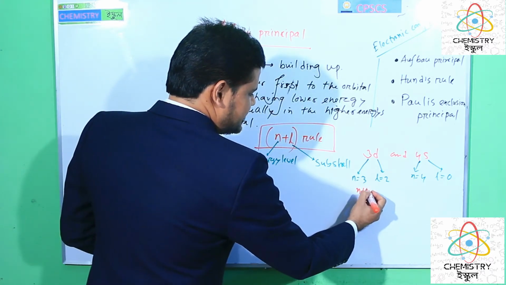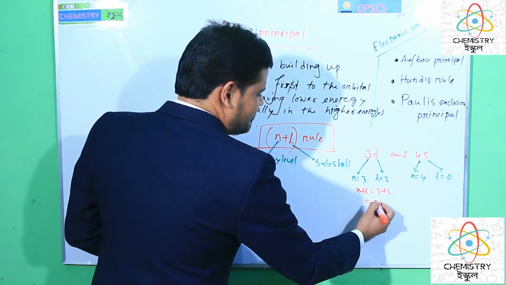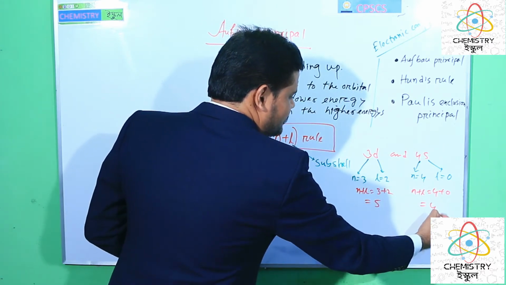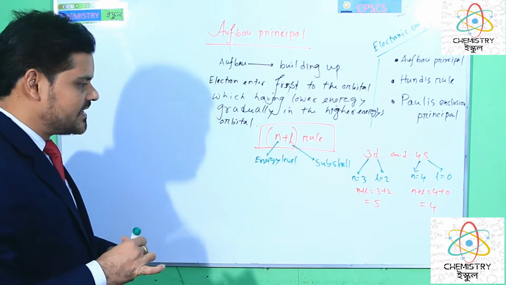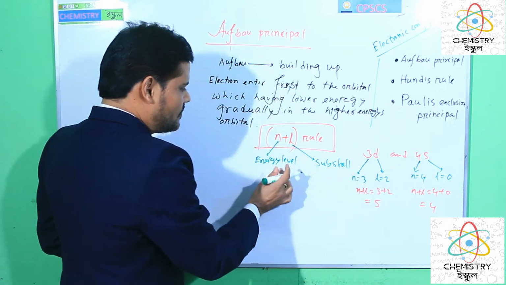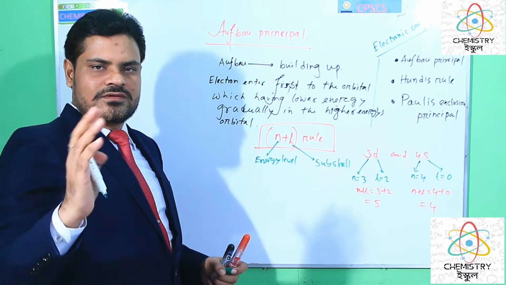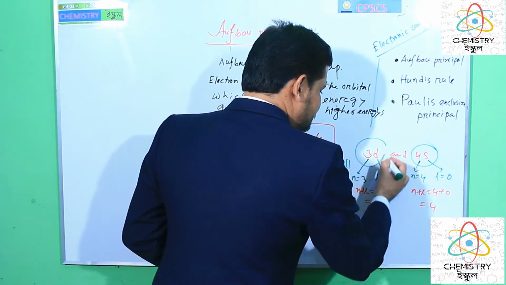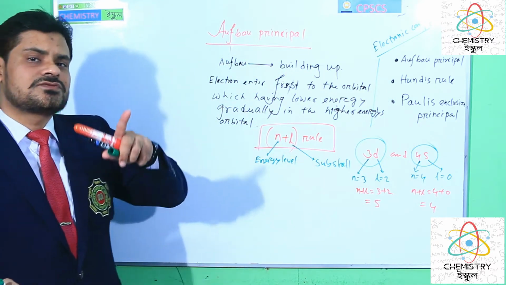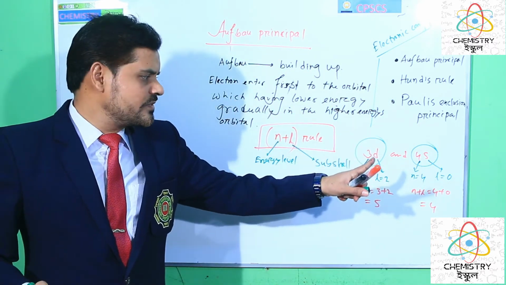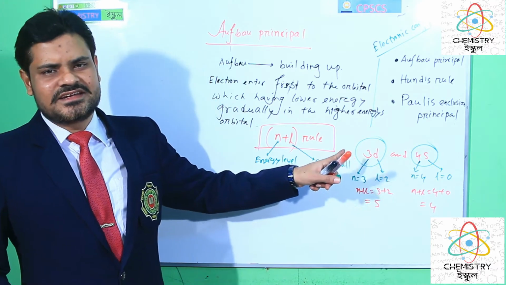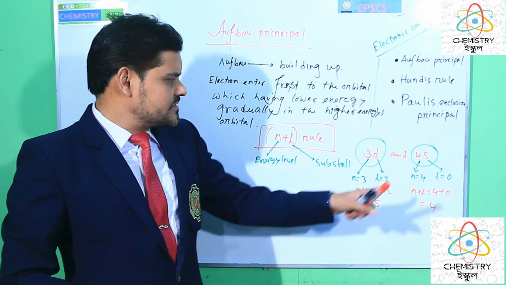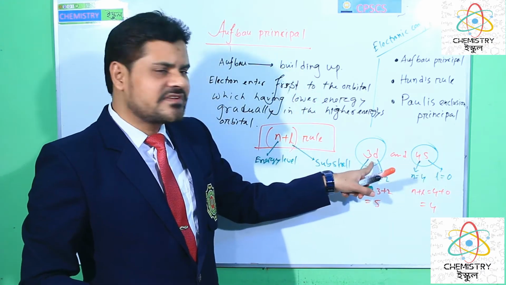If we add this, n plus l for 3d means 3 plus 2, here 5, and n plus l for 4s means 4 plus 0, here 4. Look at this, who is having lower energy, dear learners? The orbital with the lower value of n plus l has the lower energy. So 4s is lower energy and 3d is higher energy. So electrons enter first to the 4s orbital, then 3d, and that is why the 19th electron of potassium enters the 4s orbital instead of 3d.